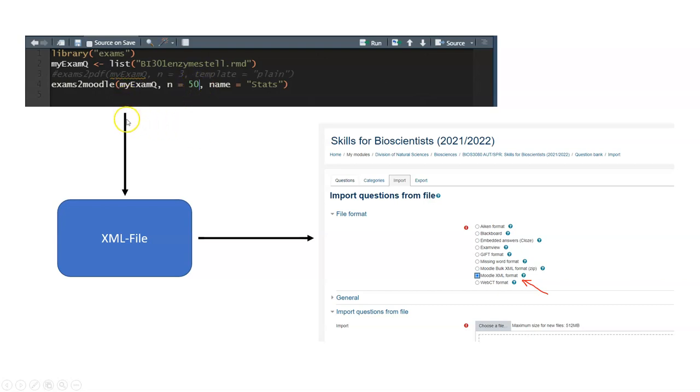It then puts these 50 exam papers into one file together and converts it into an XML file, which is readable by Moodle. And this 50, you can vary. You can say you just want 10 papers, or you can want to have 100 papers. It doesn't matter, because these XML files are not very large. And with this XML file, you then can import it into the Moodle format and into a question bank.